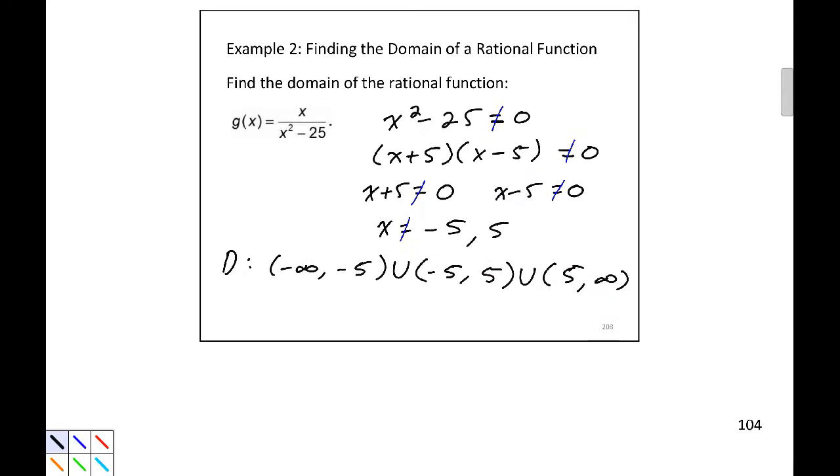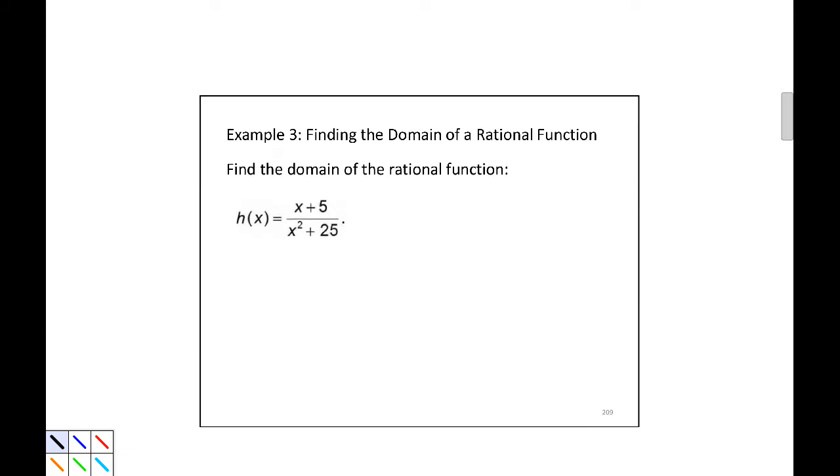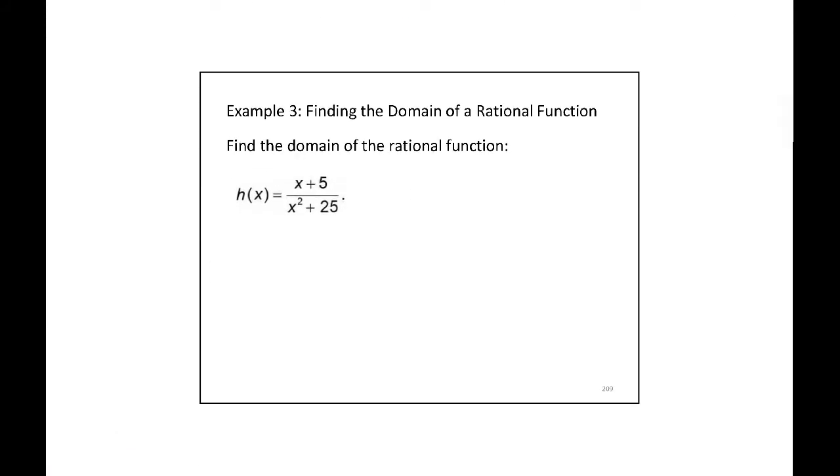Now let's look at our last example for this. Find the domain of the rational function h of x equals x plus 5 as a numerator divided by x squared plus 25 as our denominator. We only care what happens in the denominator, so I will set x squared plus 25 equal to 0. This does not factor, but we could actually solve this.